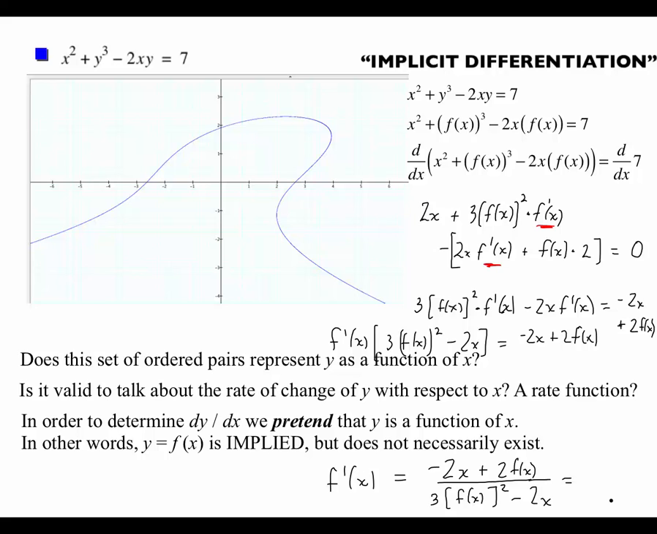Yeah, that's what we put in for y, because we just wanted to make sure we were really cognizant that whenever we saw y, we knew that was a function of x. So we had to treat it as such and use the chain rule. But in reality, that's just y. So we can say minus 2x plus 2y over 3y squared minus 2x.